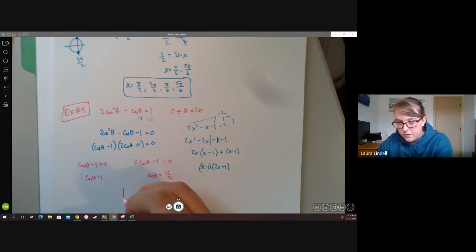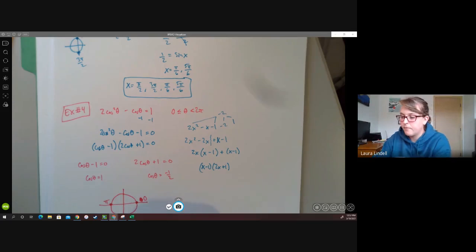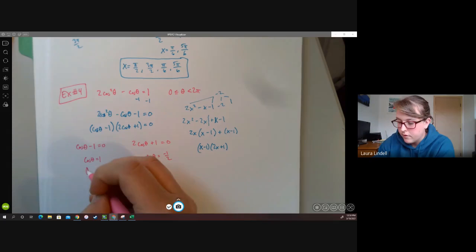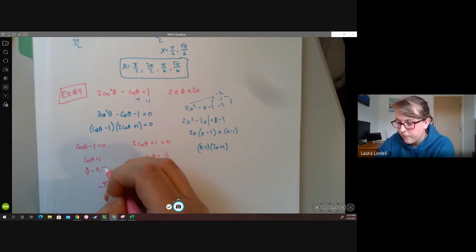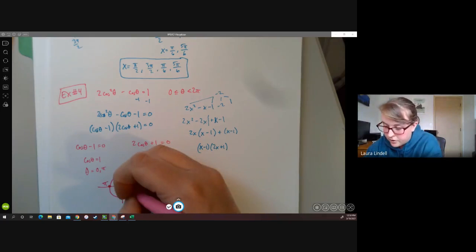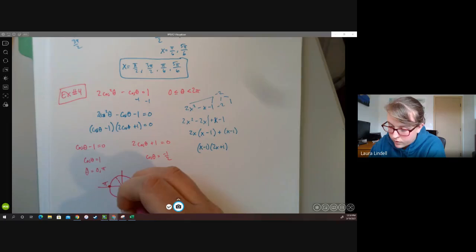So that's where we jump to the unit circle again. Since we're looking for 0 to 2 pi, we know cosine is 1 at 0 and pi. So that's our solution for the first part. And then for the second part, when cosine is -1/2, we know there's going to be 2 locations, one in the second quadrant and one in the third.